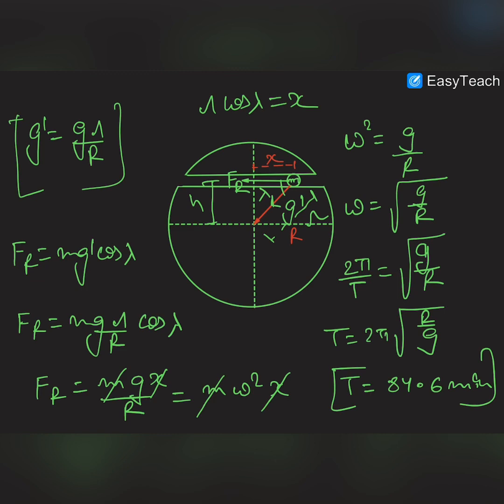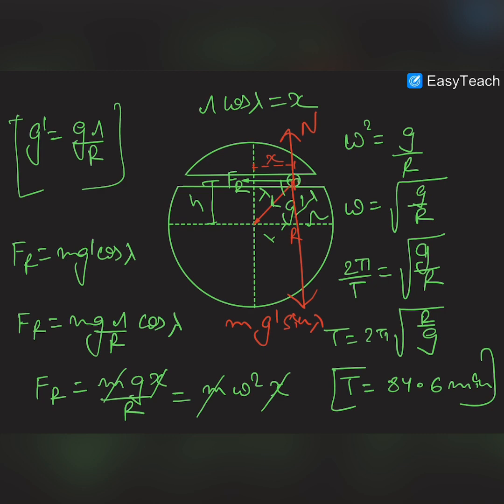So the time period of SHM in a tunnel dug inside the earth is not dependent on the position of the tunnel, whether it is along the diameter or along some chord. But there is a different mechanics in this case, in which we can say that the component of g' along this direction is g' sine lambda, and this component of force mg' sine lambda is balanced by the normal reaction of the walls of the tunnel.